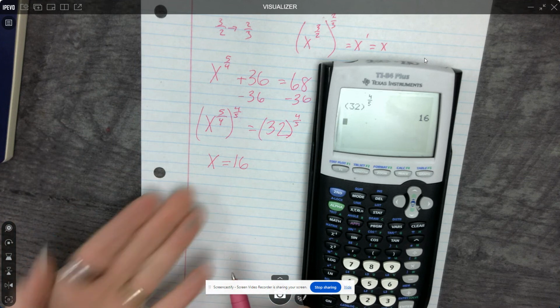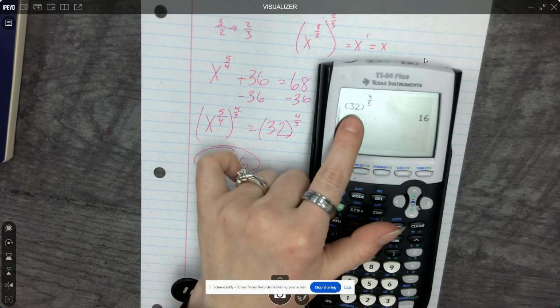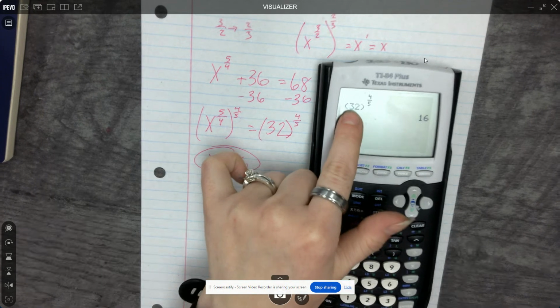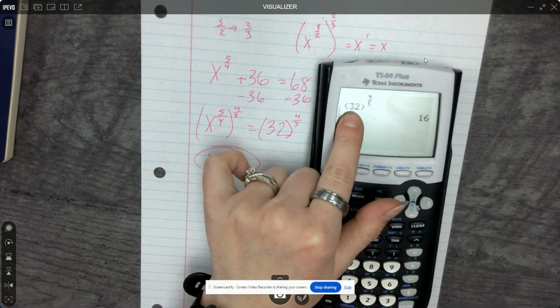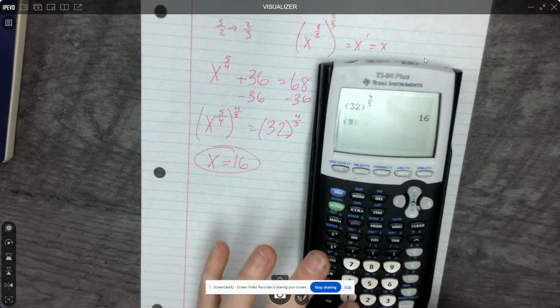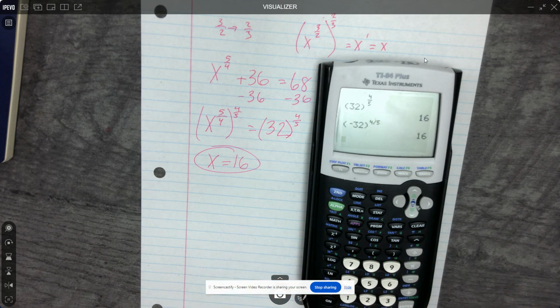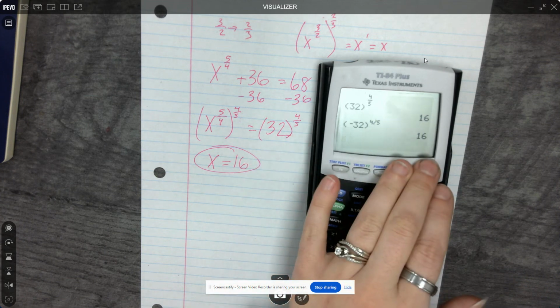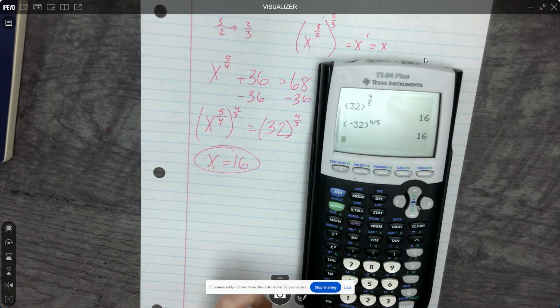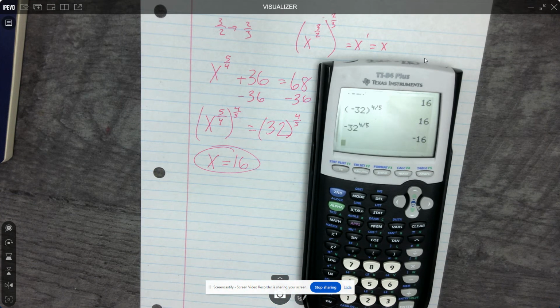And since x is by itself, I am done. X equals 16. Okay? On this one, I want to point out, the reason I'm using parentheses is it's just a nice habit to be in, because if I would have had a negative, the negative is still supposed to give me a positive 16. But if I don't use parentheses, look, I get a negative 16.